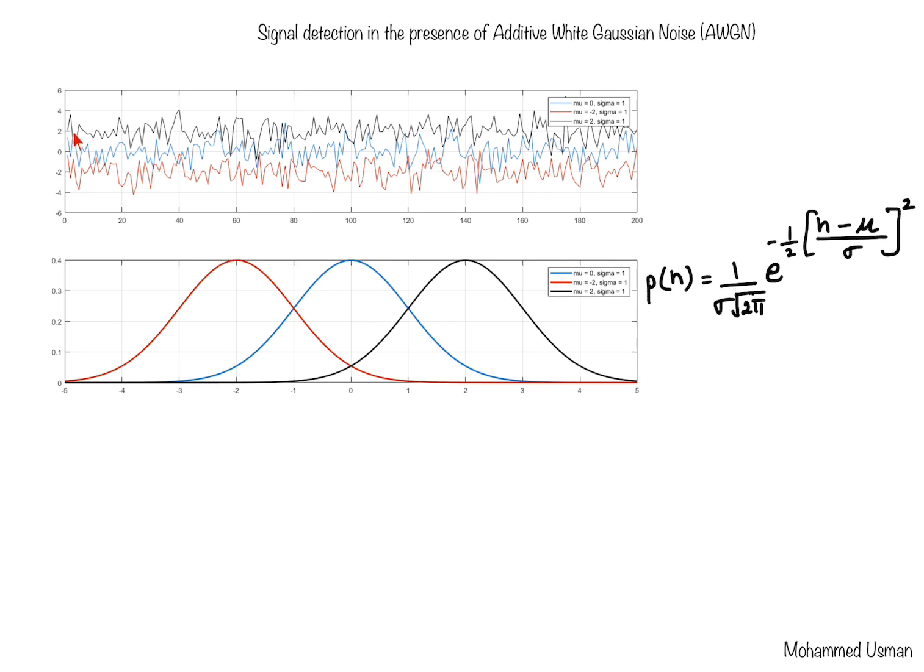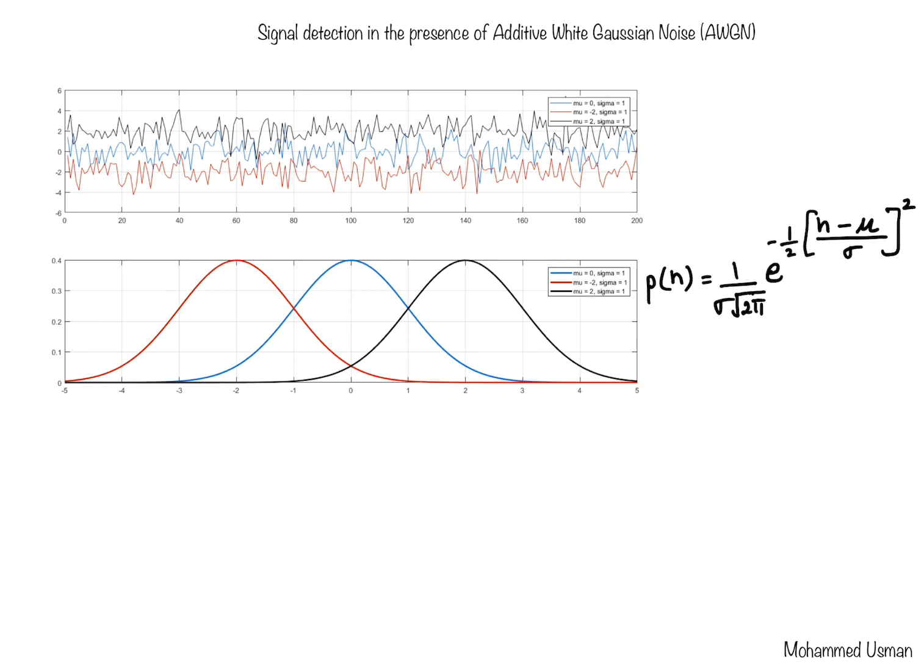And similarly, the black waveform has a mean value of 2. So the waveform is centered on +2 here. There are some sample values which are above 2 and some which are below 2, and when you add all of them and take the average, you'll get an average of 2.